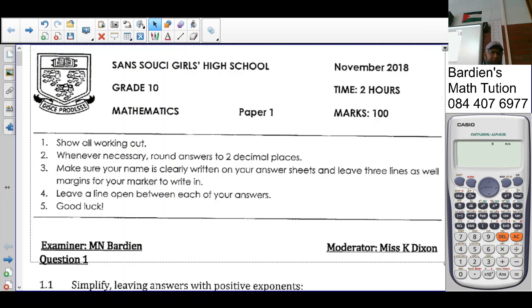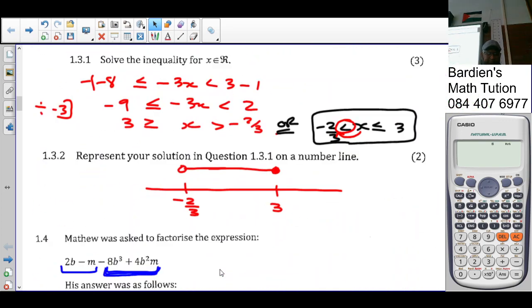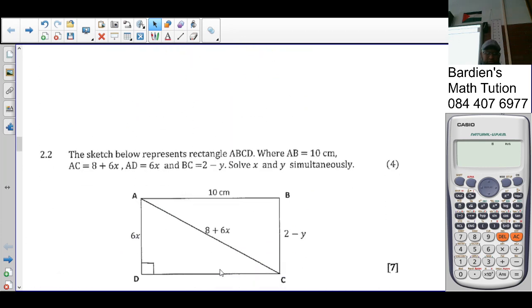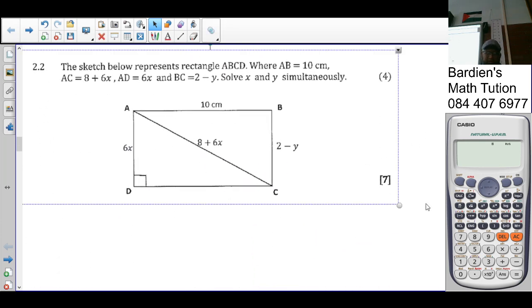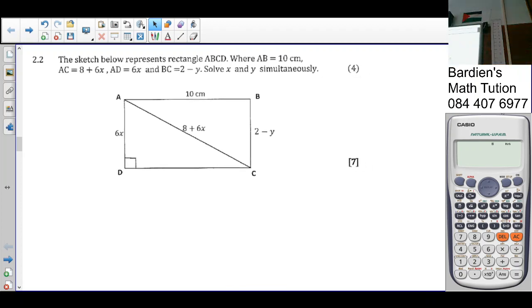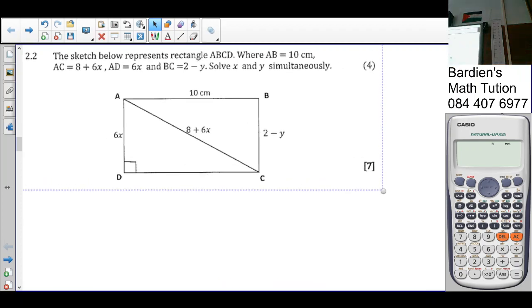Okay, good morning. So today we're looking at probably the second video of Paper 1, November 2018 of the St. Susie papers. At this point we got up until question 2.2. So we're still far from finishing. I don't even think we'll finish this paper today, but let's see how far we get, okay?